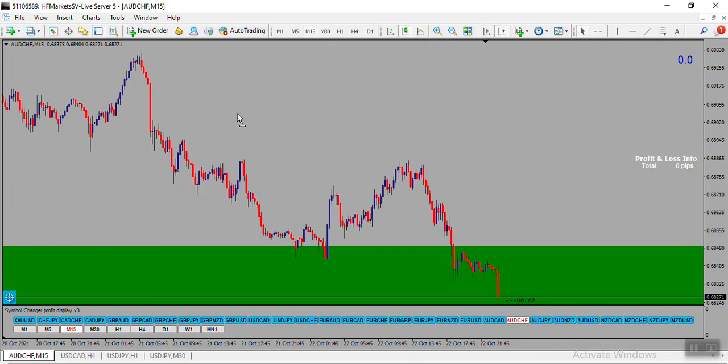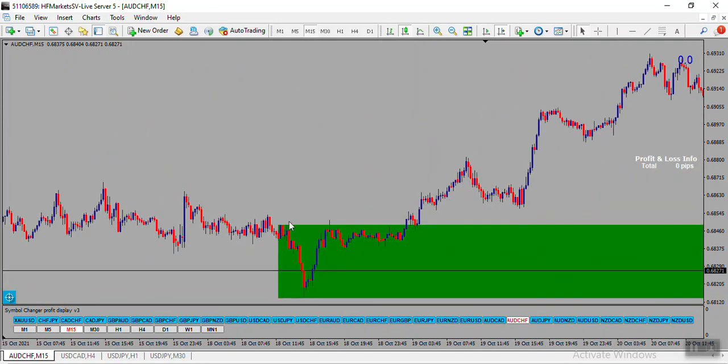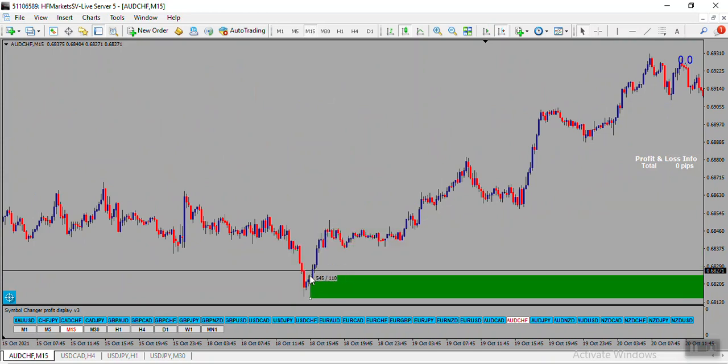Just to give you a quick insight on what I want to do, I want to drop to this lowest candle, this last bearish candle before this rise. This is where I'll be looking forward to taking my buy trade.